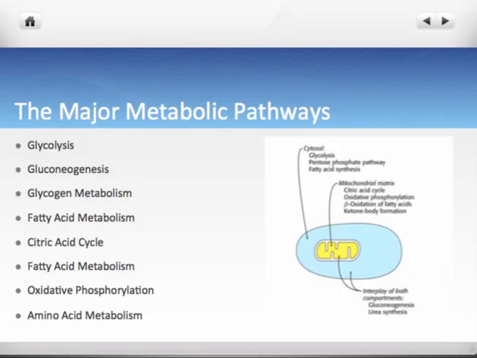The major metabolic pathways, hopefully you guys are familiar with these: glycolysis, gluconeogenesis, glycogen metabolism, fatty acid metabolism, citric acid cycle, fatty acid metabolism again, oxidative phosphorylation, amino acid metabolism. Just so you guys remember, glycolysis, the pentose phosphate pathway, and fatty acid synthesis occur in the cytosol, while the citric acid cycle, oxidative phosphorylation, beta oxidation of fatty acids, and ketone body formation occur in the mitochondrial matrix. And then what occurs between the two are gluconeogenesis and urea synthesis.